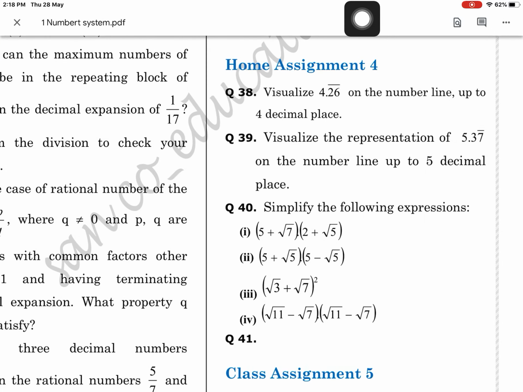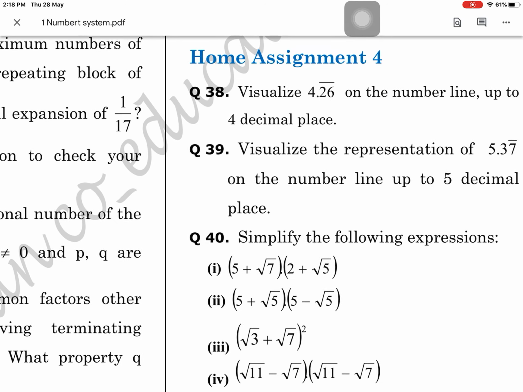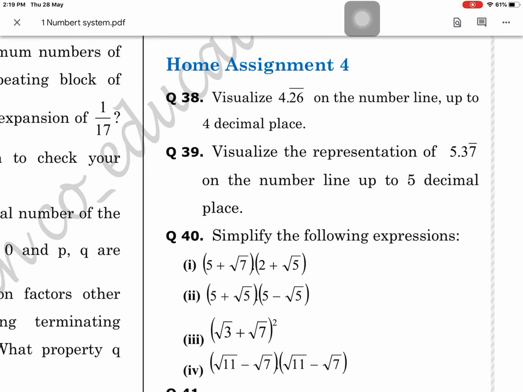Yesterday I explained the concept of visualizations by successive magnification method and rational, irrational numbers operation, mathematical operations, additions, subtractions, multiplications and divisions. I gave you the assignment, home assignment 4. You may see on the screen the study material you are all having.